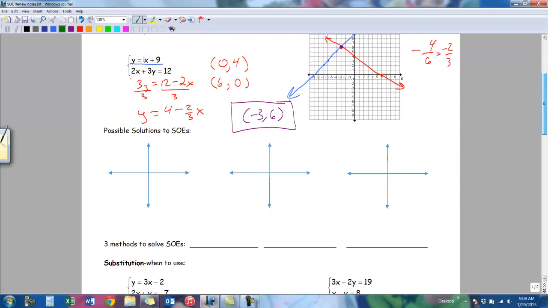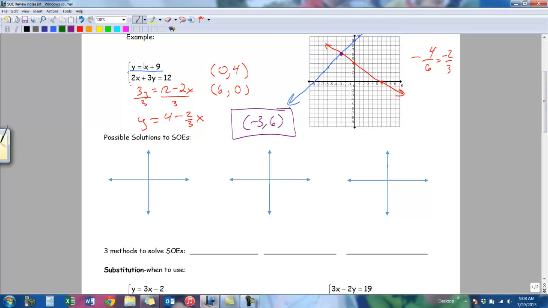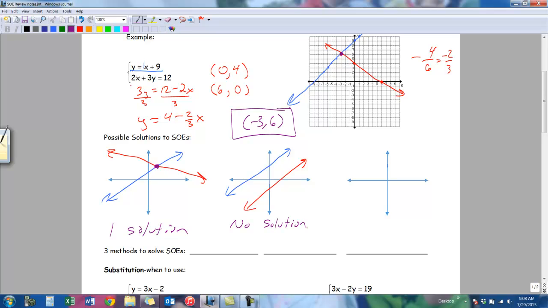Now, the possible solutions to a system of equations, one is like we just saw. If you have one line and then you have another line that intersects that line, that's kind of a wavy line, sorry about that. That is one solution. And the one solution is, as we said, the intersection point. Well, what if the lines do not intersect? Something like this. Well, since the solution is the intersection point, if they don't intersect, that means there is no solution. If the lines are parallel, then there's no solution.